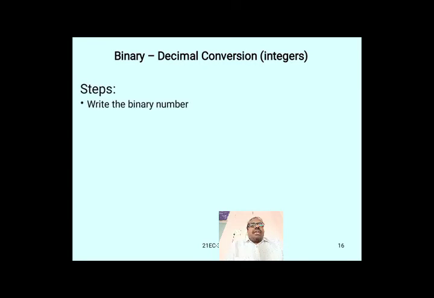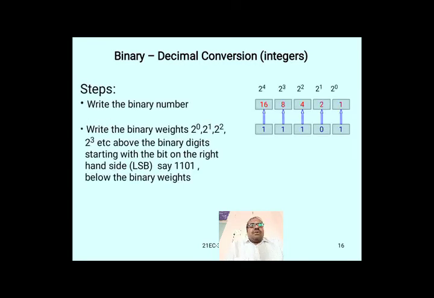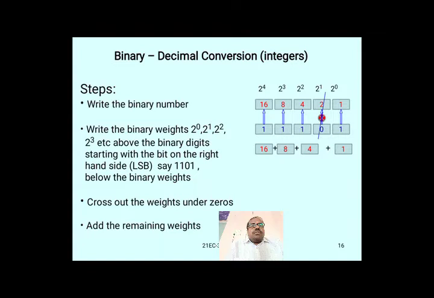Now I have shown binary to decimal conversion here. Please make a note of it. I have taken a binary number, 11101. First of all, I have written the binary weights on top of it from LSB to MSB: 2 power 0, 2 power 1, 2 power 2, 2 power 3 and 2 power 4.